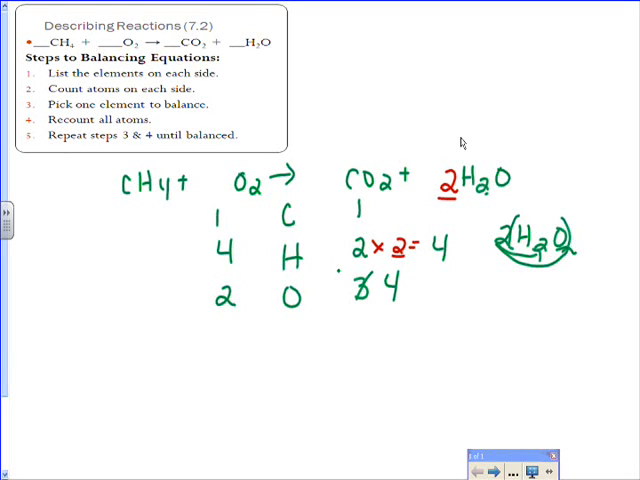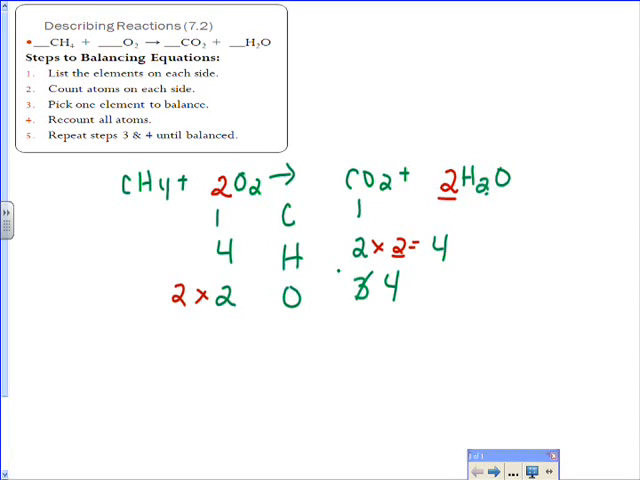Now, let's go ahead and look back and finish balancing, or see if we're finished. So now I have 1 carbon, that's balanced. I have 4 hydrogen, that's balanced. But I have 2 oxygen and 4 oxygen. So how can I balance the oxygen to be equal? What I have to do is I can multiply this side by 2. And if I multiply it in the list, I have to make sure I multiply it up here. So I multiply the oxygen by 2 on my list and in my formula.